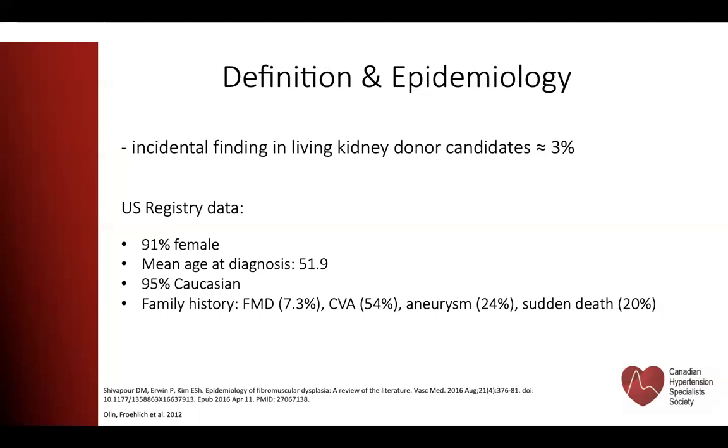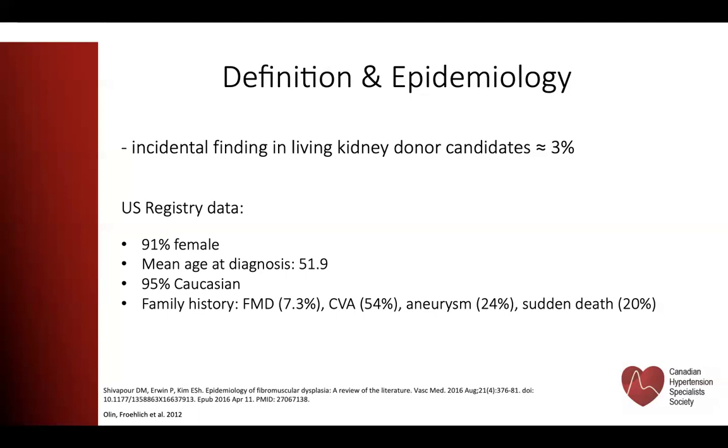The vast majority were female. The mean age of diagnosis was 52. The vast majority were Caucasian. And it's very important to note that there is likely a significant referral bias playing a part here, as these are registry patients who present with FMD either with symptoms or incidentally found, and then join this registry.